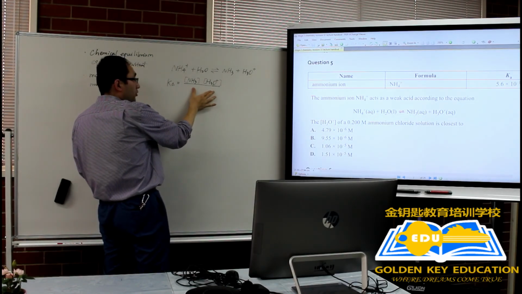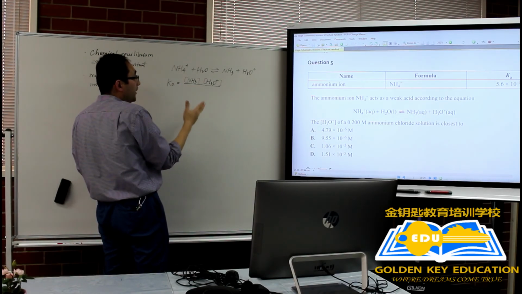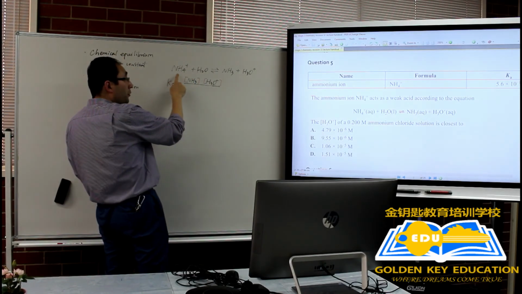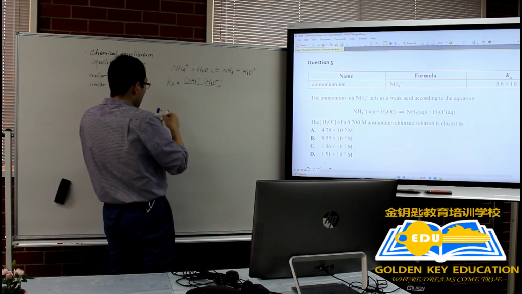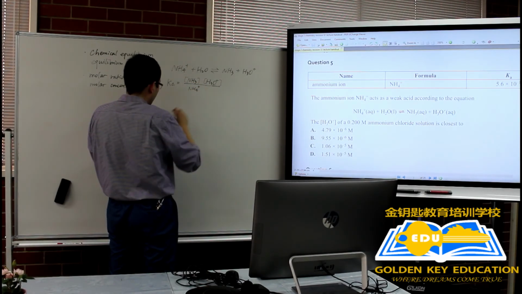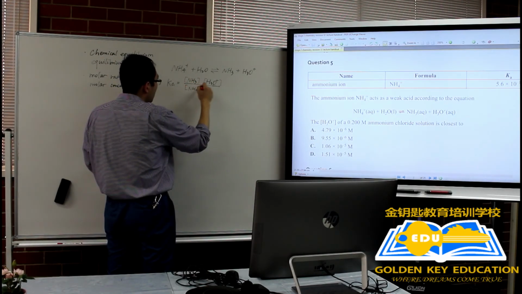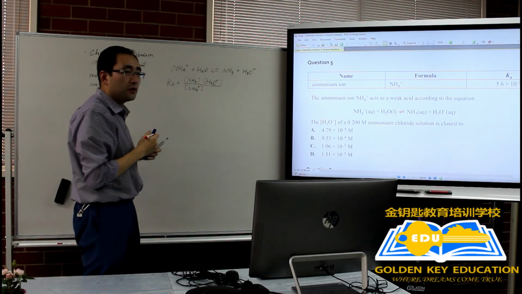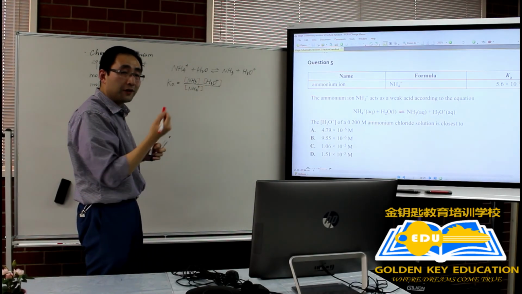Now at the bottom of the fraction, we need to have the reactants. Now in this case, I have two reactants as well. We have the ammonium ion, which has to be there. And then there comes the decision making. Do we include water in this case as well?